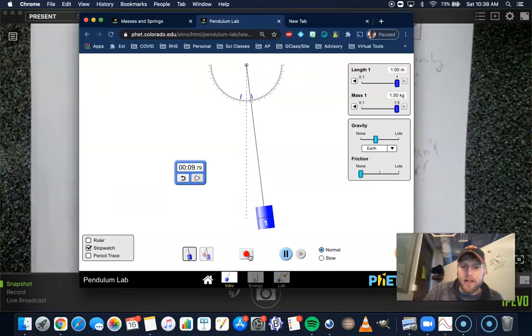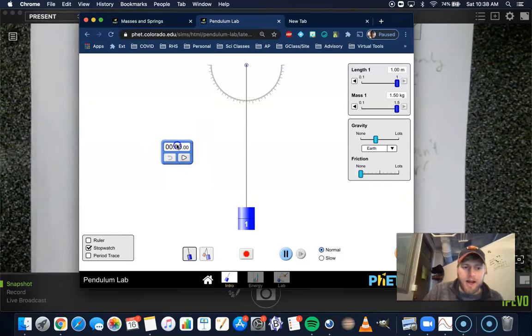So I'm actually going to reset this here. And what we're going to do is, I've got my stopwatch. That's going to be really helpful here. I've got it set to the maximum mass and the maximum length. So it's going to be easiest with the maximum length to do this. I'm going to pull this over to, remember we don't want to go more than 10 degrees. I'll set it to 10 degrees.